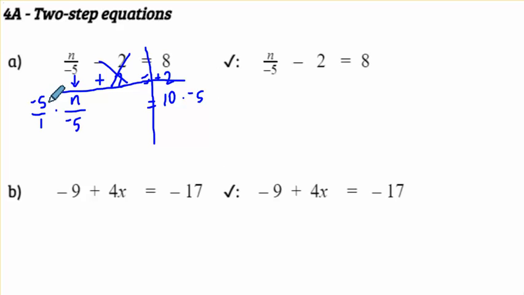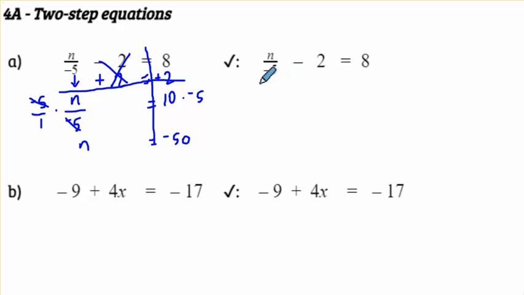All right, so what happens over here is the -5 on the top cancels out with the -5 on the bottom, and I'm left with n by itself. We could put a 1 underneath it, but we don't really need to. And we come over here, and a +10 times a -5 is a -50.